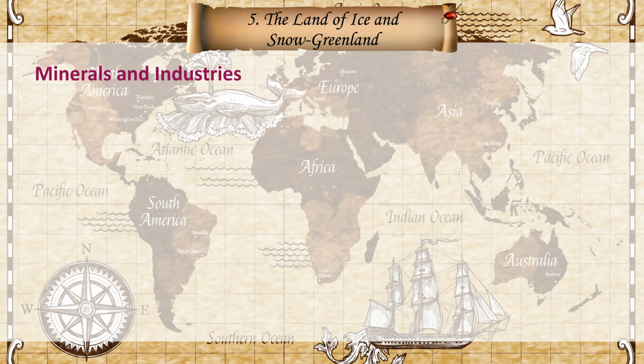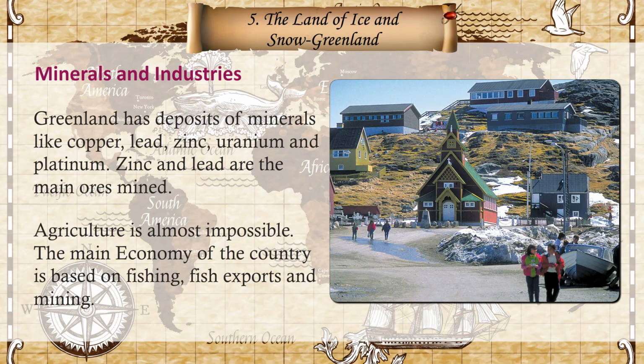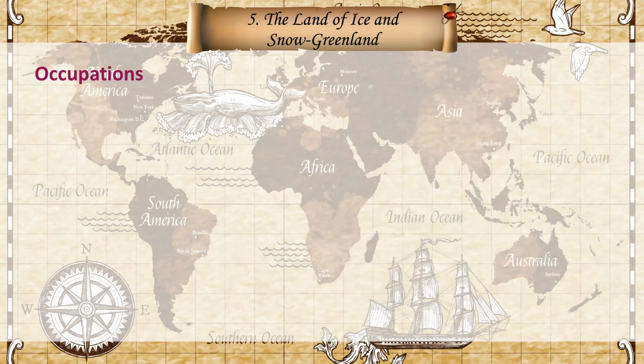Minerals and industries. Greenland has deposits of minerals like copper, lead, zinc, uranium and platinum. Zinc and lead are the main ores mined. Agriculture is almost impossible. The main economy of the country is based on fishing, fish exports and mining.